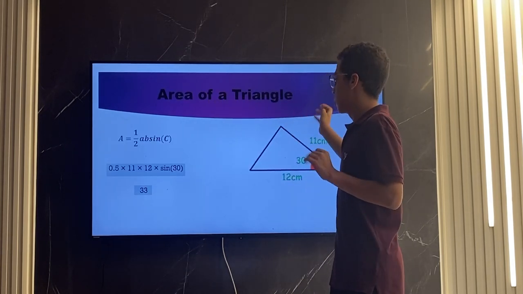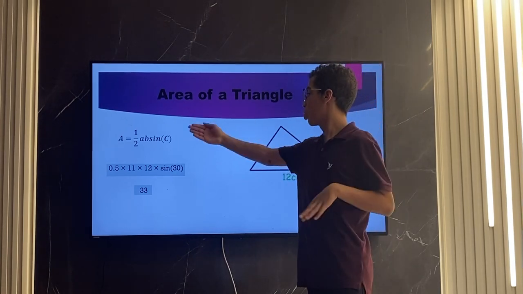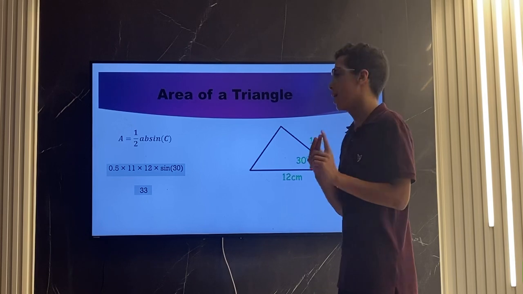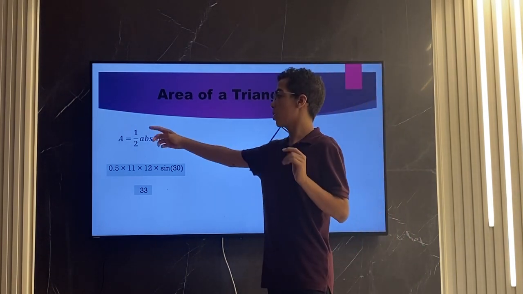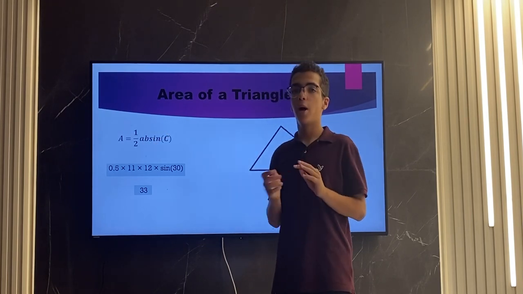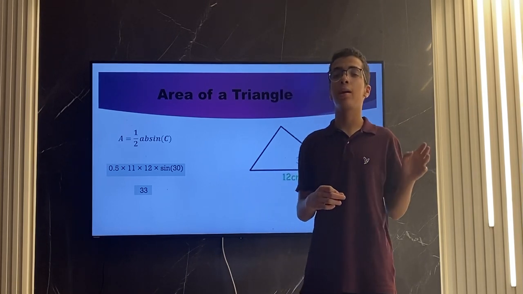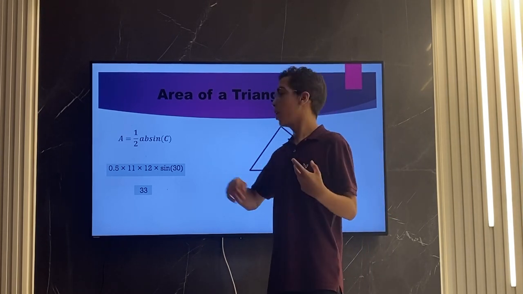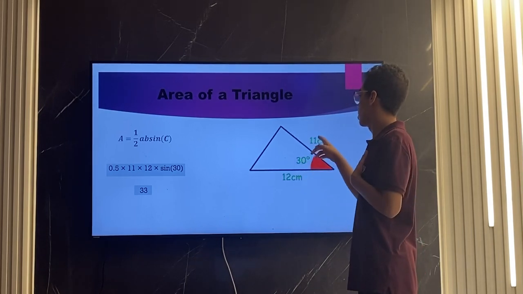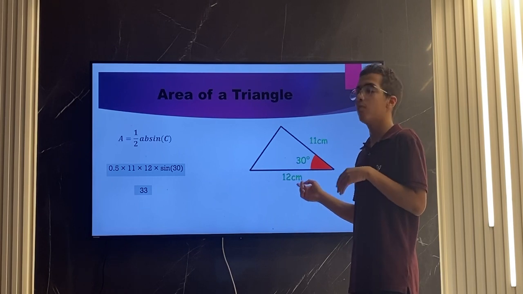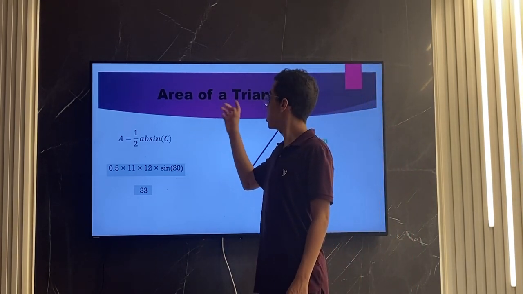Area of a triangle. To find the area of a triangle that we're not given a height of, we use this formula. We need to have two sides and the angle between them, like this example here. So the formula is 1 over 2, or half, multiply a side, multiply the other side, multiply sine the angle between them. So it will be, according to this, 0.5, which is half, multiply this side, 11, multiply the other side, 12, multiply sine the angle between them, which is 30. This will be equal to 33, so the area is 33.